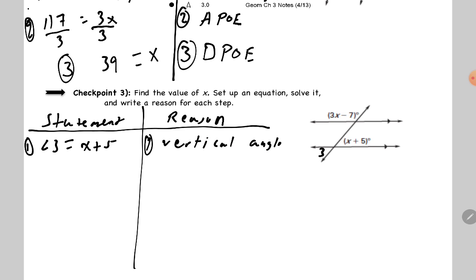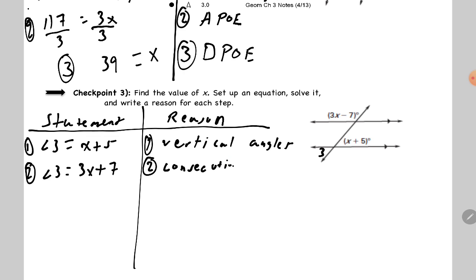Vertical angles. So these are opposite of the intersection. That means they are the same. Okay. Now I'm going to say angle 3 is equal to 3x plus 7. Those are corresponding, because, well, those are not corresponding, sorry. Those are consecutive exterior angles.